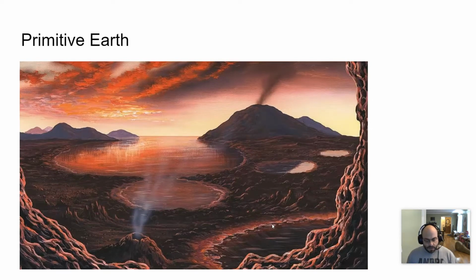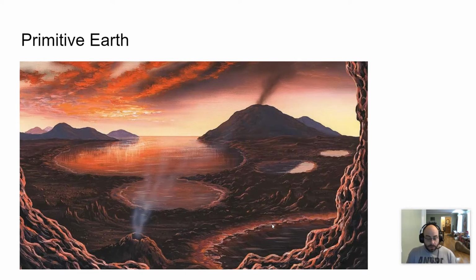So a couple other things concerning primitive Earth. Basically, the idea is that primitive Earth contained inorganic molecules, kind of like precursors to the current organic molecules. The absence of oxygen in the atmosphere, but the presence of carbon-based molecules like CO2, methane, and others in the environment would have created the conditions that would have made organic molecules able to be formed.